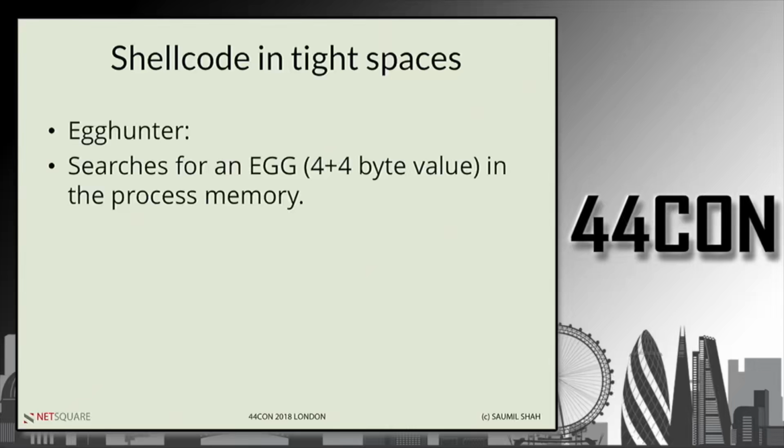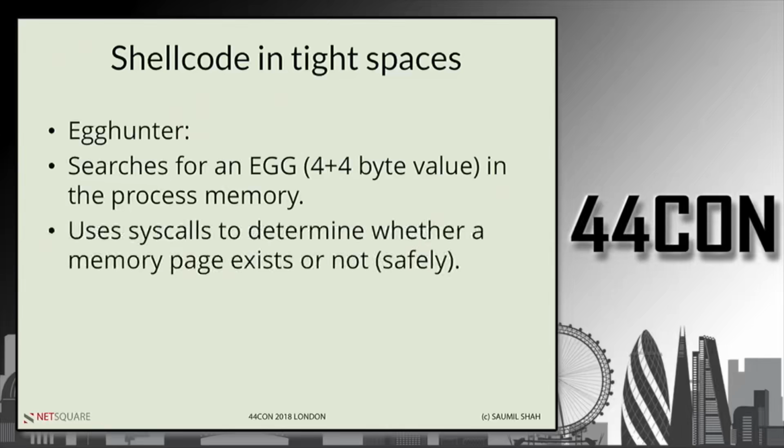So every time you check a page boundary, make a syscall. If it is valid, then scan through the page for the egg. If not, go to the next page boundary, scan through the page, and so on and so forth. So this is how the whole egg hunter used to work, by repeatedly checking each page boundary with a syscall. And there were choices of syscall.